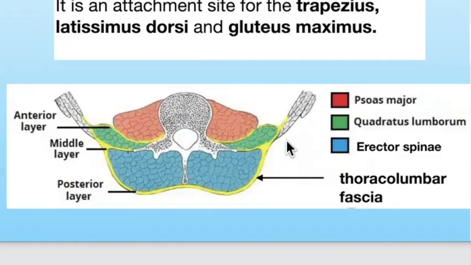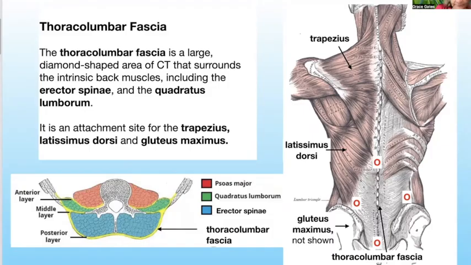So here's a nice picture in cross-section showing the thoracolumbar fascia surrounding the intrinsic back muscles. The blue are the erector spinae muscles, and the green is the quadratus lumborum. And then the picture that shows a posterior view, well, it's pretty clear. It's showing the diamond-shaped area of connective tissue, and it's clear what the thoracolumbar fascia looks like.